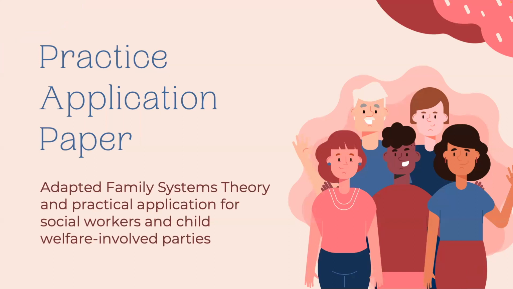So that leads us into our practice application paper, where I discussed adapting family systems theory to fit child welfare settings and suggested a six-part intervention involving social workers, foster families, and biological families that would help everyone conceptualize the family systems differently in order to improve reunification rates.